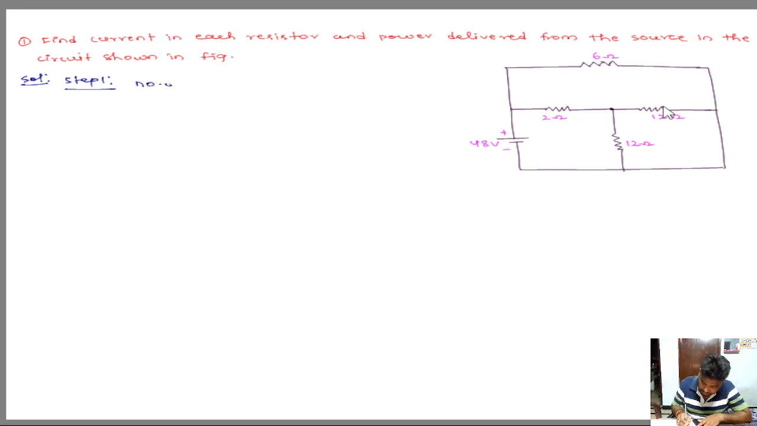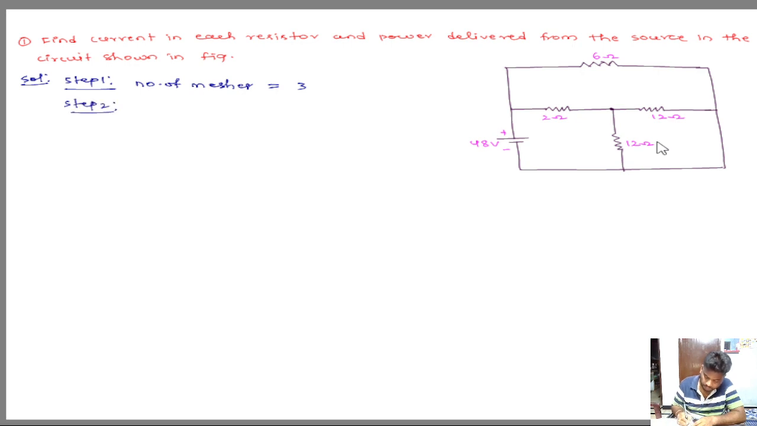Number of meshes is equal to 3. Is this clear? One, two, three. Next, step 2.